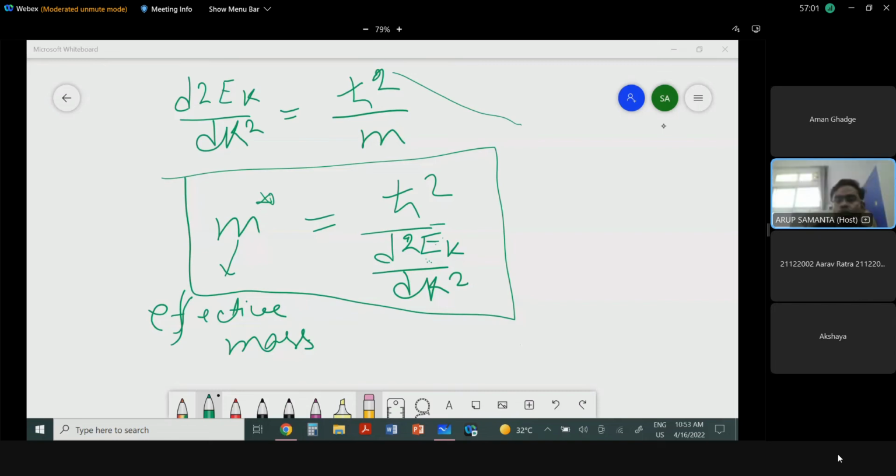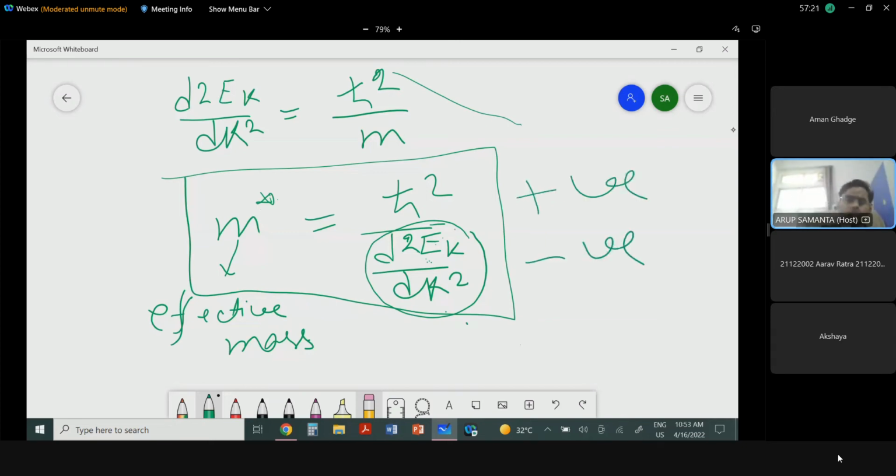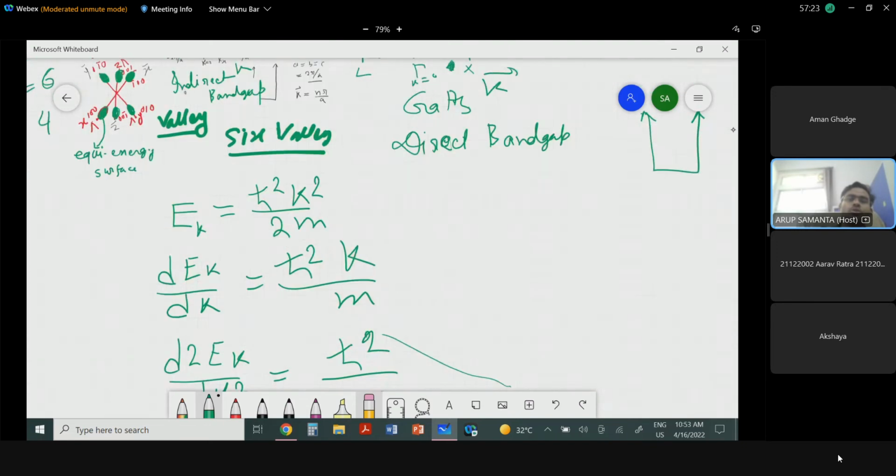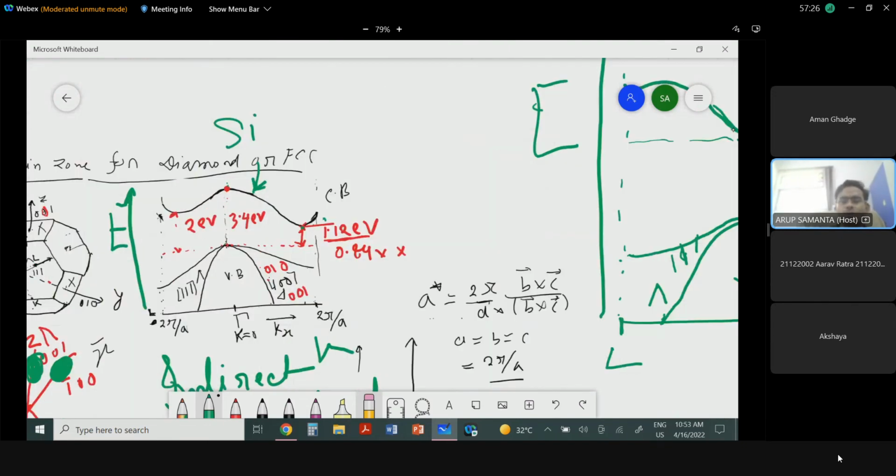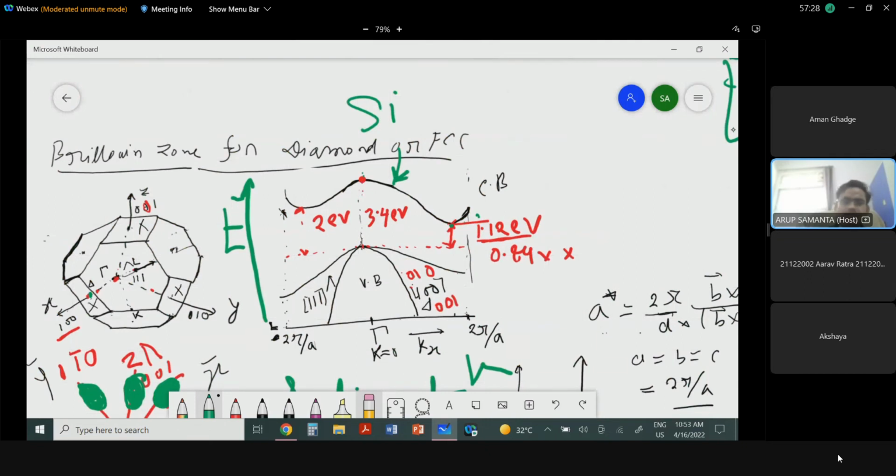Yes. So if the slope d2E/dk2 is positive, then your mass is positive. If the slope is negative, then your mass is negative. So two types of mass: this effective mass can be positive or negative, depending on the slope. If I move to this diagram, you can find that for most of these cases, from the minima, if you move along here, the slope is positive. From this point to this one, the slope is positive.